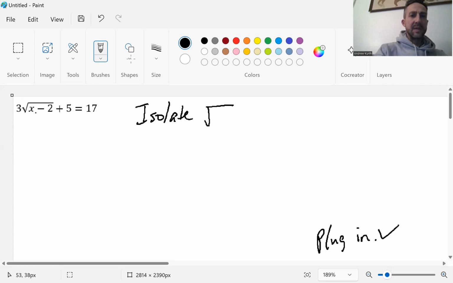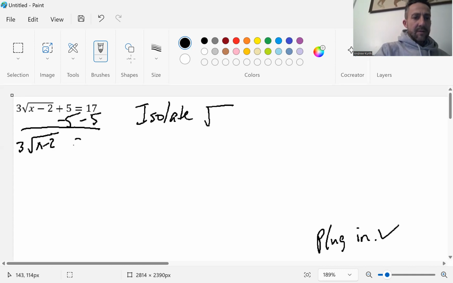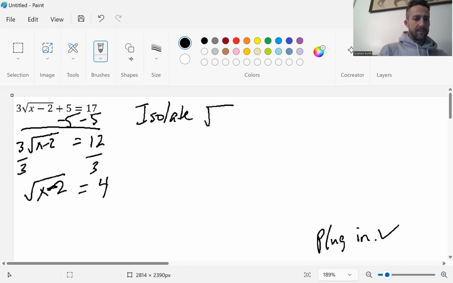Okay, so we'll isolate the radical. So we can think of this as being like 3z plus 5, 3 times something plus 5, because we need to know how to solve for that something, solve for that radical. So we should subtract 5 from both sides. So then we have 3 times radical x minus 2 equals 12. Then divide both sides by 3. So that now that isolated square root of x minus 2, radical x minus 2 equals 4.